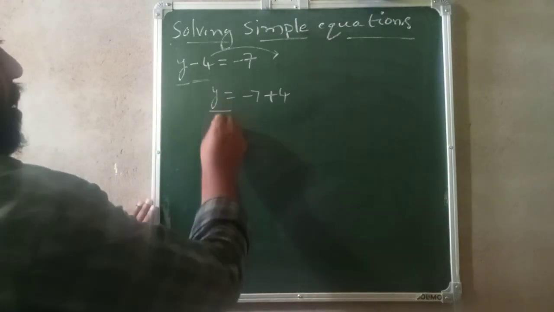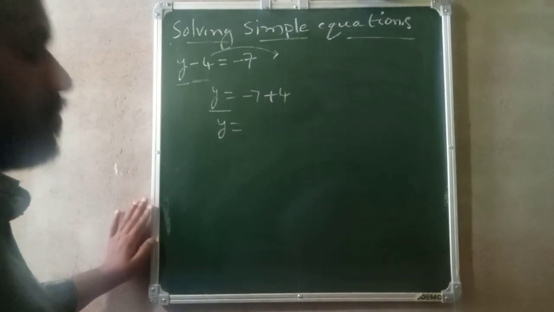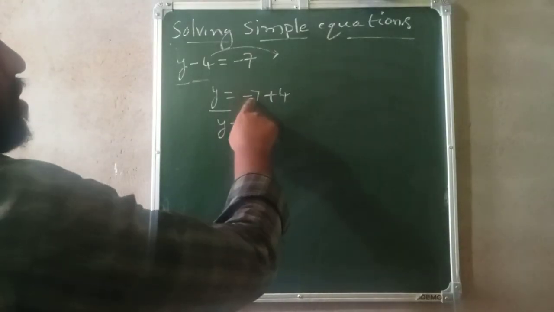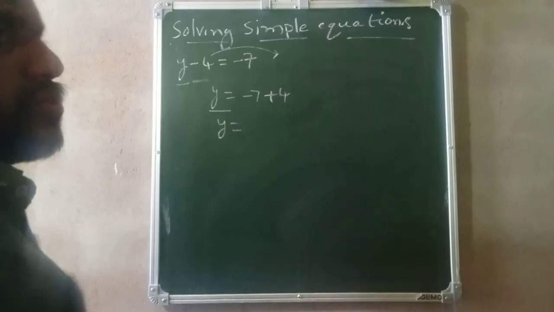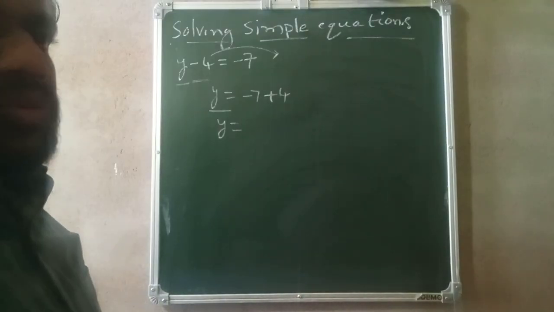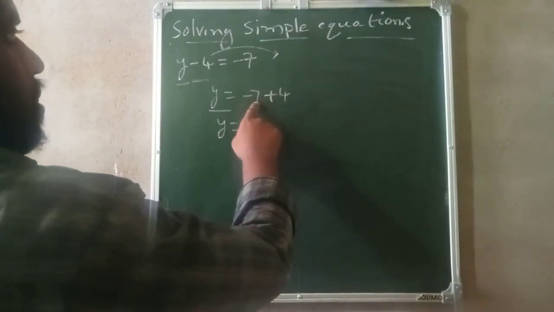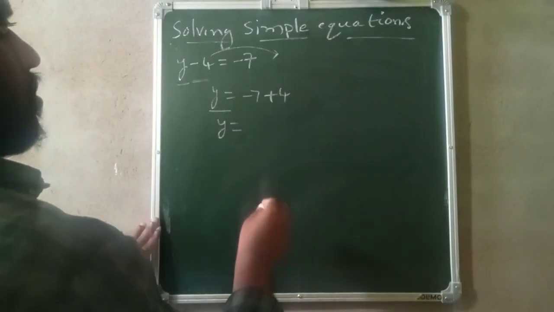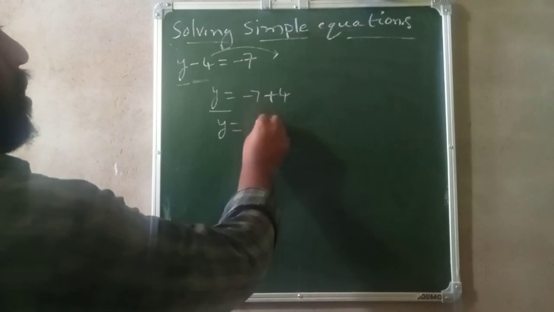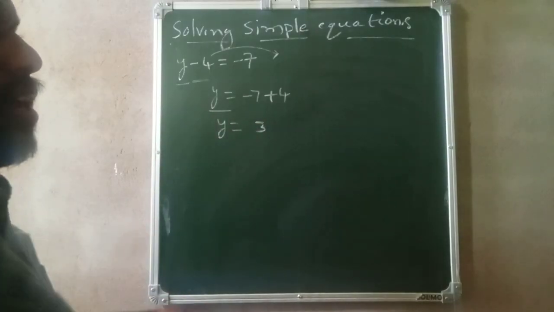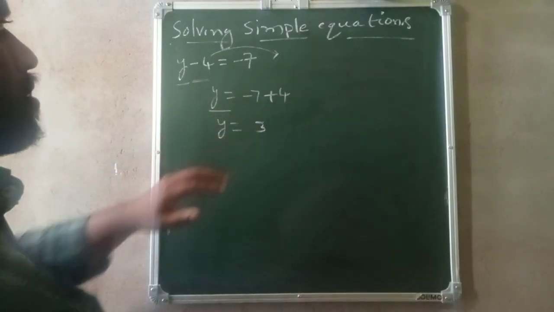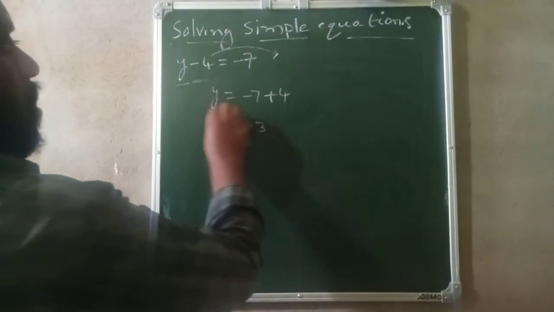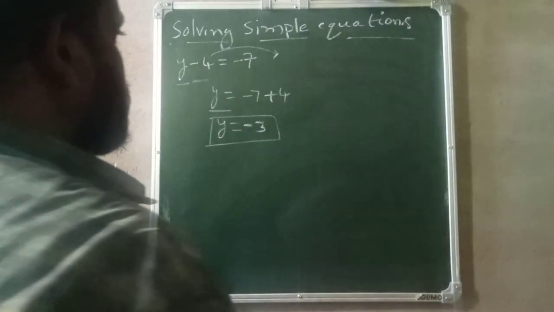In the next step, write y is equal to, now here minus is there, here plus is there. So minus into plus is minus, that means we have to subtract smaller number from bigger number. So when you subtract 4 from 7, you will get 3. And the sign in front of bigger number 7 is minus. That minus you write here. So now we got y is equal to minus 3.